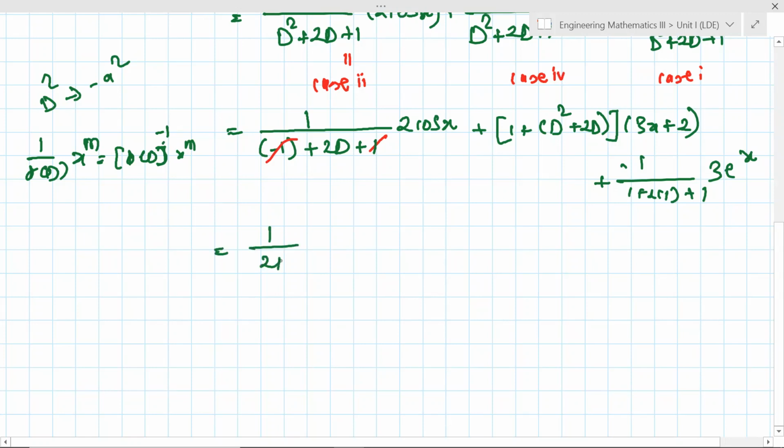1 upon 2D into 2 cos x plus, okay. Now what is here? So this is raised to minus 1. We have the expansion of (1 plus y) raised to minus 1. What is this expansion? This is 1 minus y plus y square minus, and so on. Here, 1 plus y is nothing but this total bracket.